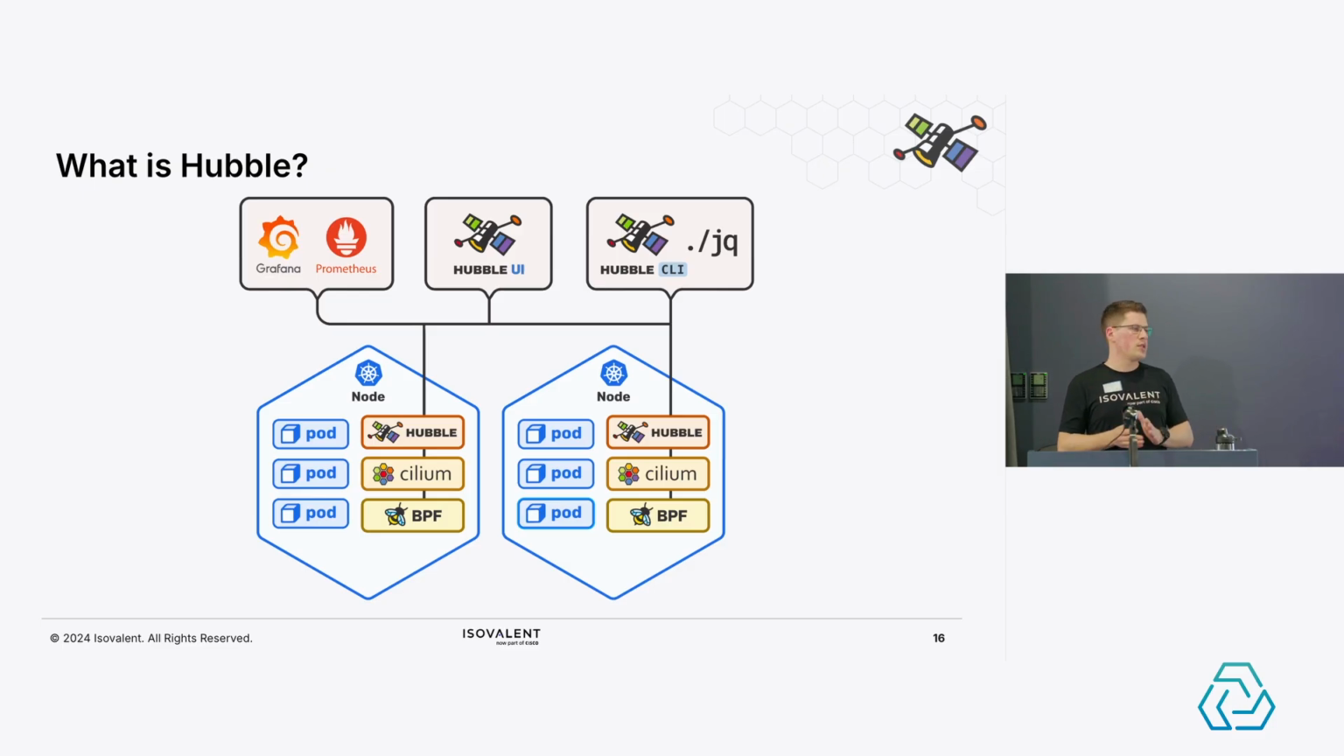Last but not least, it also offers the so-called Hubble CLI, which provides you a pretty neat and powerful CLI similar to tcpdump or, for example, tshark, to see what's actually happening on your cluster. You also have a variety of different filters available. For example, you could filter for namespaces, pod names, pod labels, TCP flags, and so on.